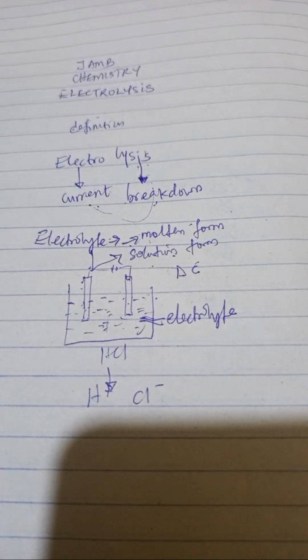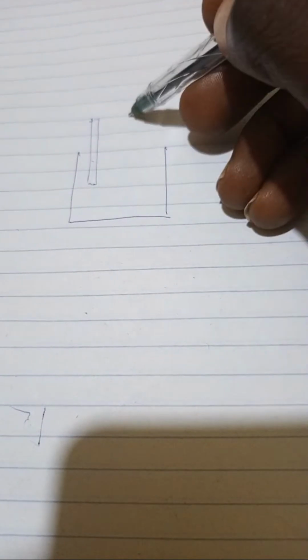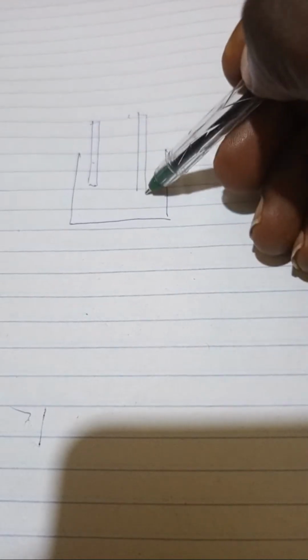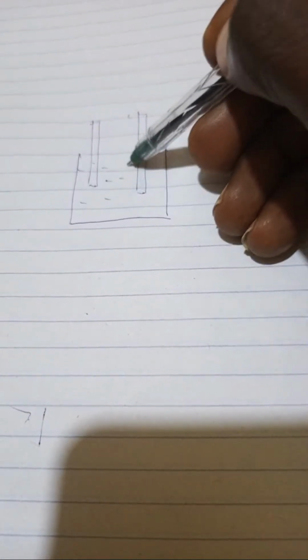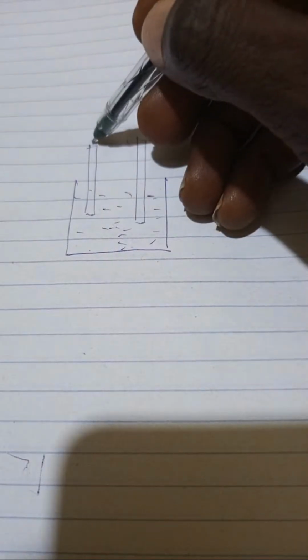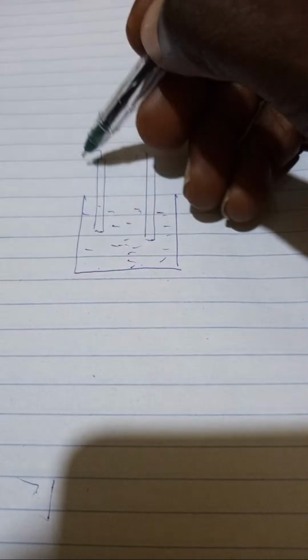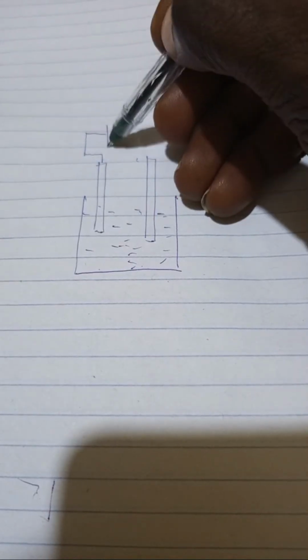The next one I'm going to talk about is cathode and anode. What is a cathode? Look at our setup here. This is our electrolytic setup. You have a rod called the electrode going into the solution. Then this one will be connected to a direct current source. This is a battery here.